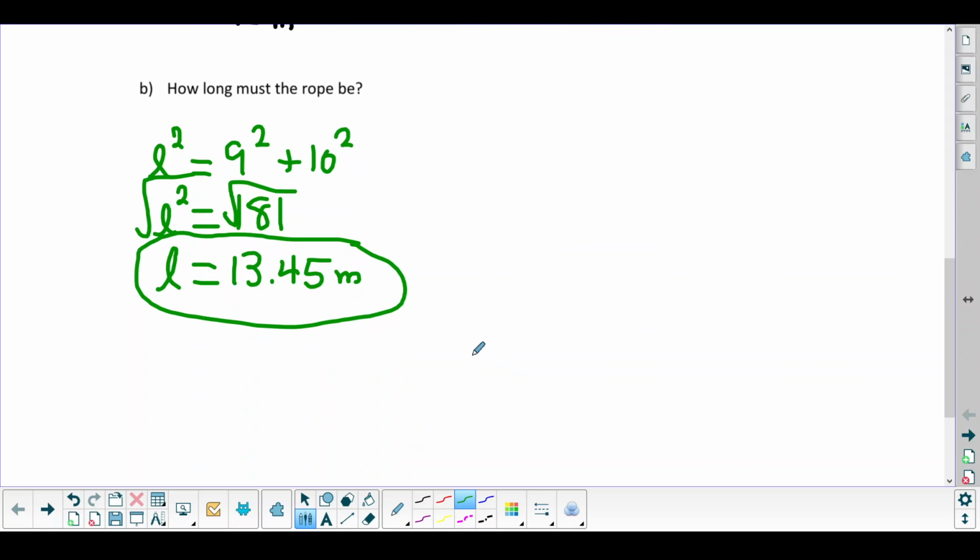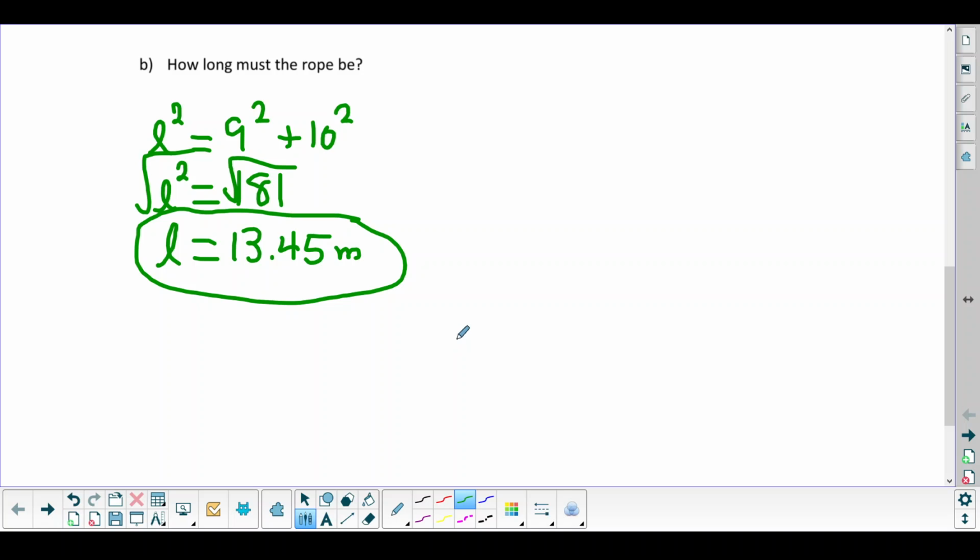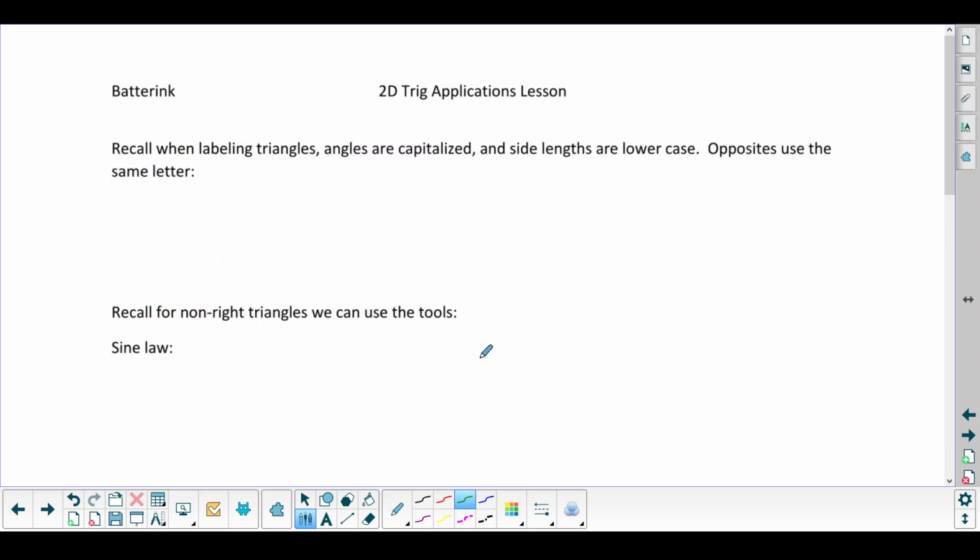So that's some ways we can use right angle triangles to solve questions like this. All right, let's move on to non-right angle triangles. One thing that's important to remember when we're working with non-right angle triangles is we have a convention for labeling the vertices or the angles and the side lengths.